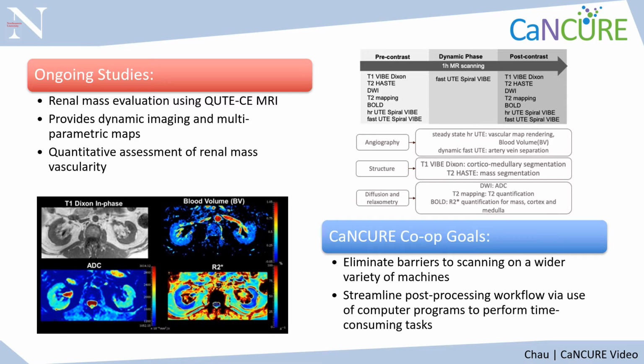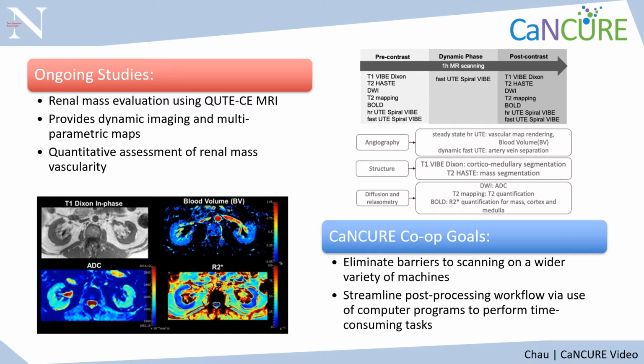Currently, the group at the Sridhar Lab is undergoing a study involving renal mass evaluation using a new type of MRI called QC MRI, used mostly only with Ferumoxytol. It provides dynamic imaging and multi-parametric maps like the ones shown below, and allows us to quantitatively assess renal mass vascularity. So that's the amount of blood vessels within a mass. This is often a key indicator in how cancerous a mass truly is.